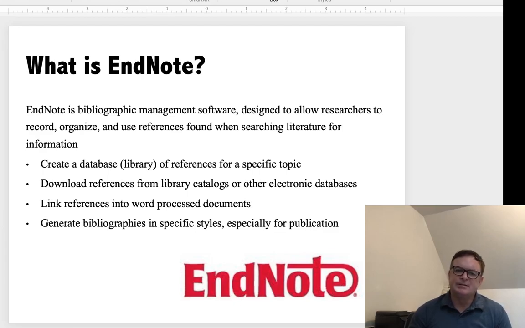EndNote is citation software, makes it super easy to just import citations from the databases and then put them into a Word document. The problem is obviously it takes a little bit of time to learn how to use it. But if you do write papers or you're thinking about graduate school, I think it's really helpful.